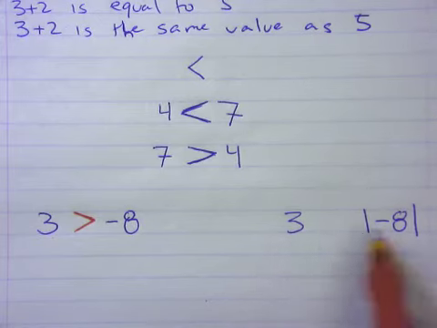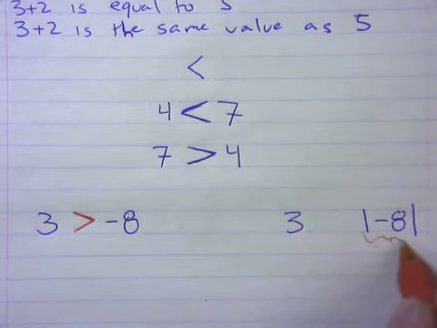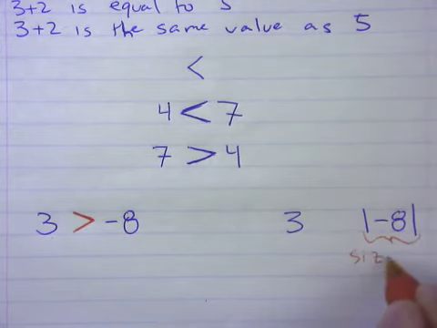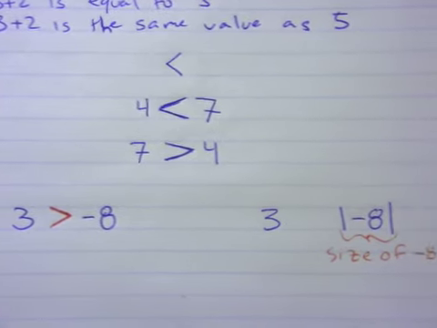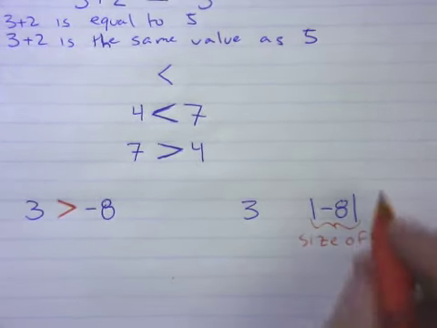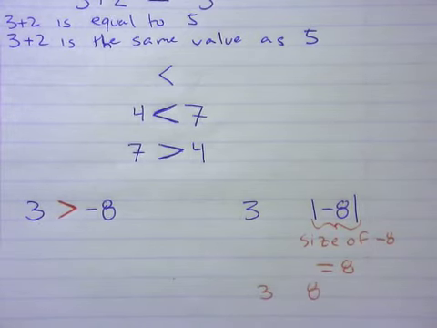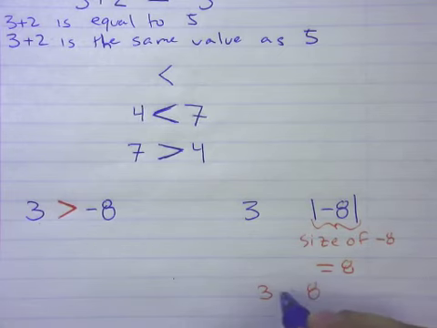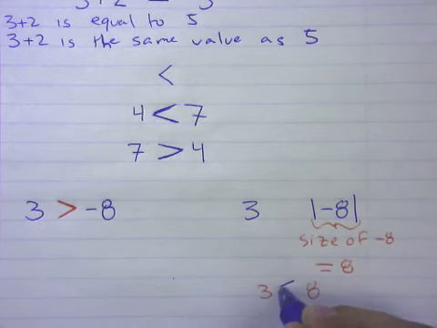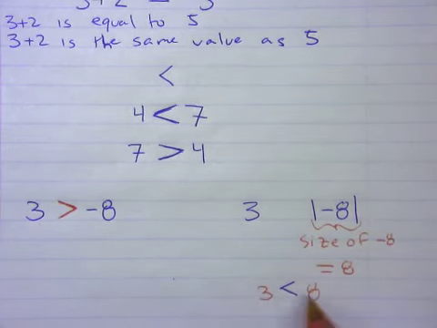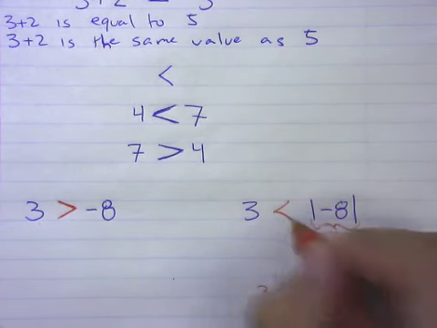Now, something different is going to happen over here. Remember that the absolute value of negative 8 is the size of negative 8. What is the size or the distance from 0 for negative 8? Well, it's 8. So really what this is asking us to compare is 3 and 8. What's greater, 3 or 8? It turns out that 8 is greater than 3, which means 3 needs to be on the side where the ends are closer together. So since 3 is less than 8, 3 is less than the absolute value of negative 8.